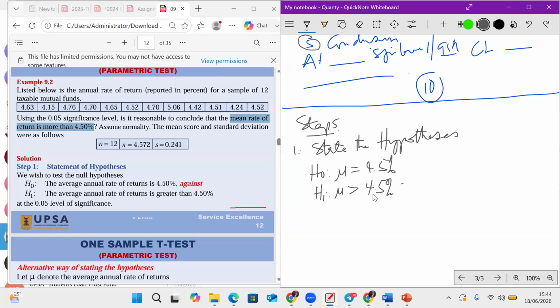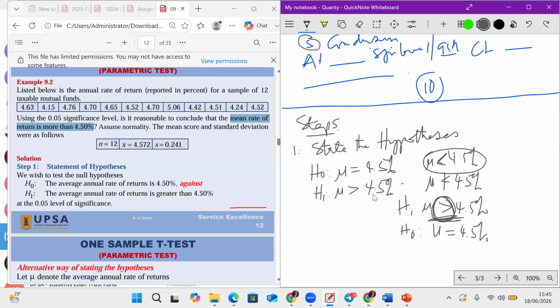Why is it this way? The first one I wrote, the mean is less than what? 4.5. If I said it is less than 4.5, if this is the null, the alternative will be what? It is not. But what is the alternative? The alternative says it is more than 4.5. The alternative says it is more. So if the alternative is saying it is more, this is an inequality. This is the alternative. Then the null will be what? It is.